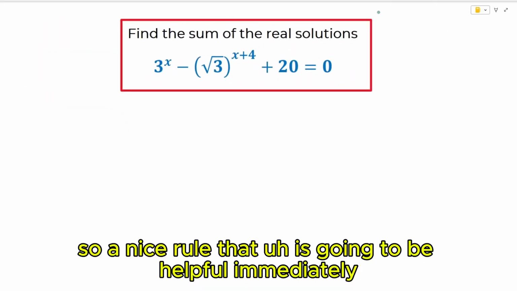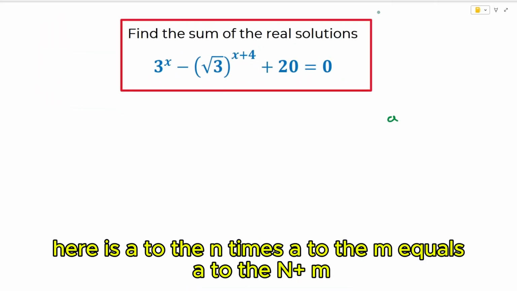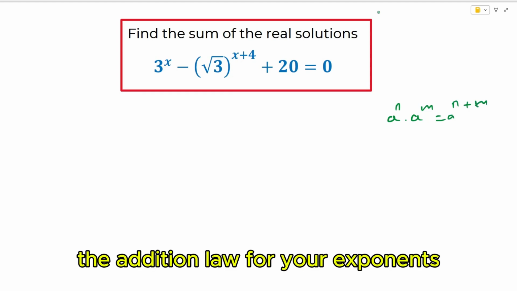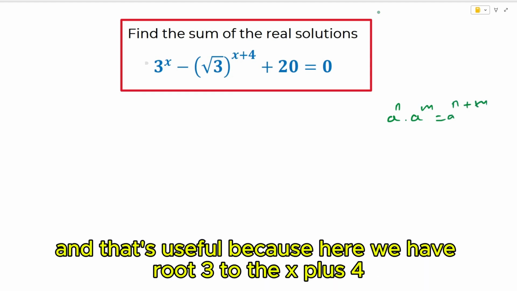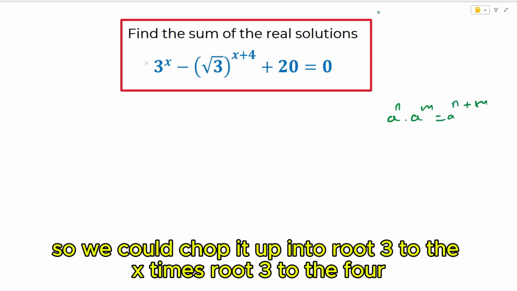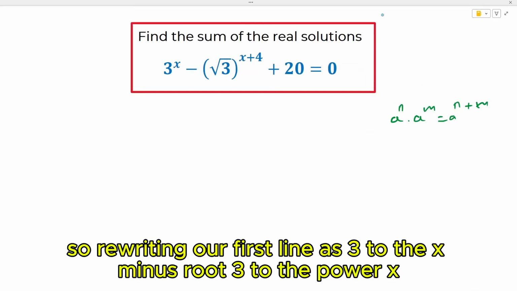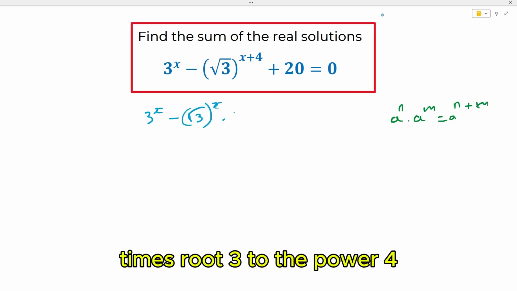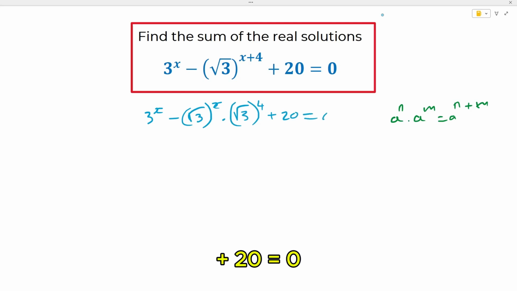So a nice rule that is going to be helpful immediately here is a to the n times a to the m equals a to the n plus m, the addition law for your exponents. And that's useful because here we have root 3 to the x plus 4, so we could chop it up into root 3 to the x times root 3 to the 4. So rewriting our first line as 3 to the x minus root 3 to the power x times root 3 to the power 4 plus 20 equals 0.